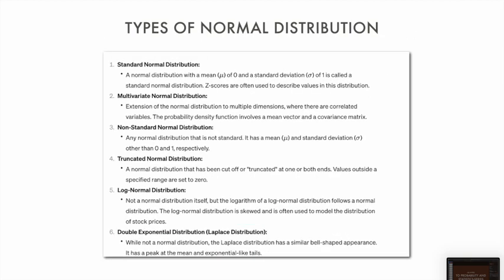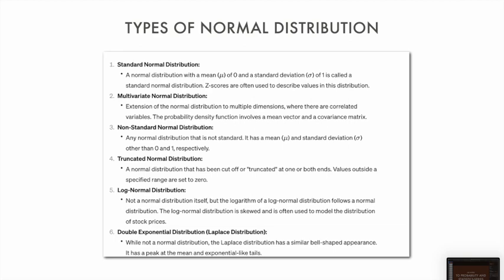Standard normal distribution means the mean is equal to 0 and the standard deviation is 1. It is called a standard normal. Multivariate normal distribution is an extension of the normal distribution to multiple dimensions where there are correlated variables. The probability density function involves a mean vector and a covariance matrix. Non-standard normal distribution is any normal distribution that is not standard. It has a mean mu and standard deviation sigma other than 0 and 1.